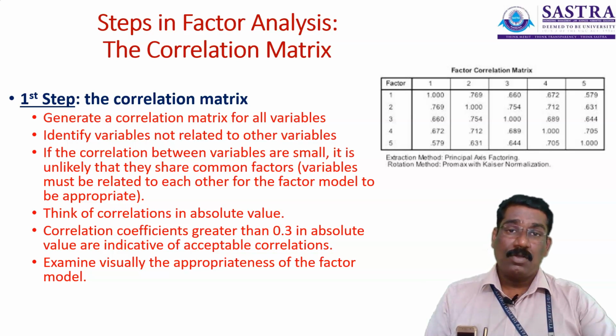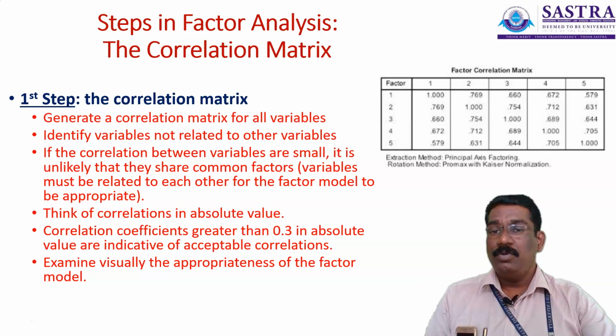So what happened in correlation matrix? We try to generate a correlation matrix for all the variables involved in factor analysis, which is subject to data reduction. So once we identify the variables which are not related to other variables, if you find the variable is not correlated, that variable is called a redundant variable. So we can check the redundant variable by looking at the correlation matrix.